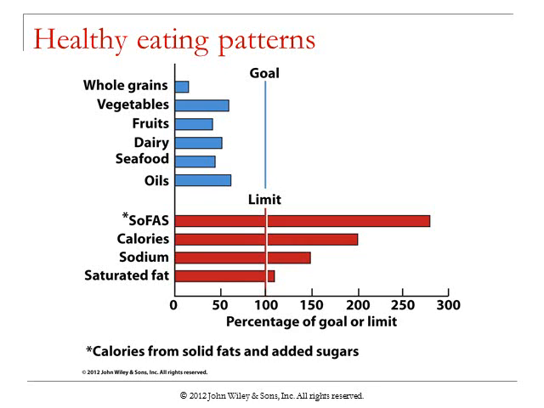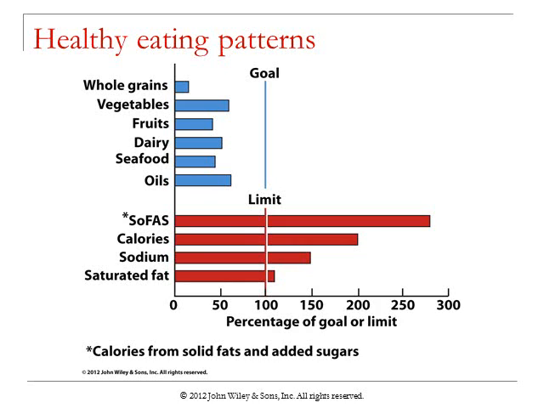Now, if we look at healthy eating patterns, again, there's certain nutrients we want to focus on getting enough of, and then there's others that we want to try to, in a typical American diet, limit. So, for instance, typically most Americans fall short in their whole grains, vegetables, fruit, dairy, seafood, and the good types of oils. So, those are the things that we really want to focus on increasing to meet our goal.